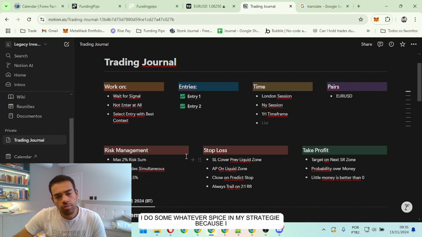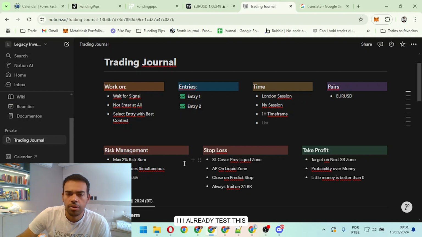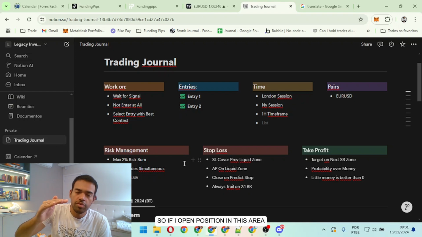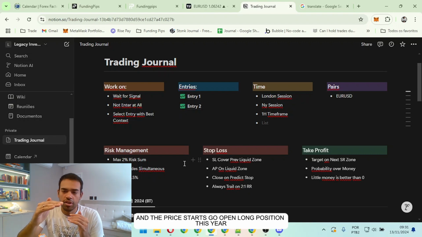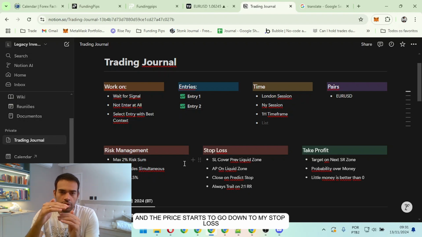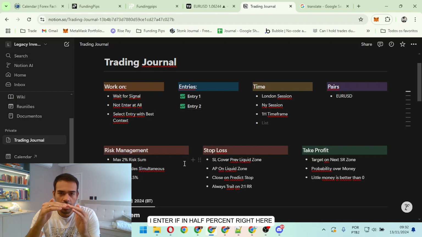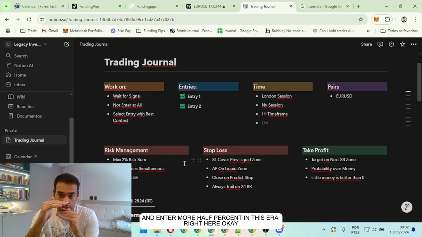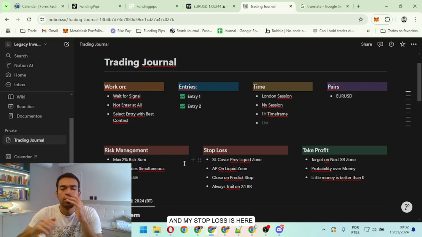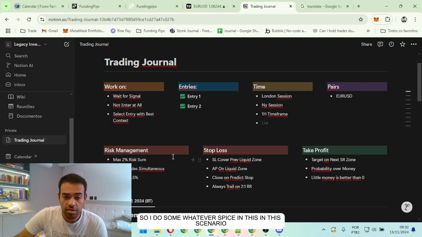average price. I do some average price in my strategy because I already tested this. So if I open a long position in this area and the price starts going down toward my stop loss, I enter more. For example, I want to risk 1% in this trade. I enter 0.5% right here, and enter another 0.5% in this area right here. Okay, and my stop loss is here. So I do some average price in this scenario.